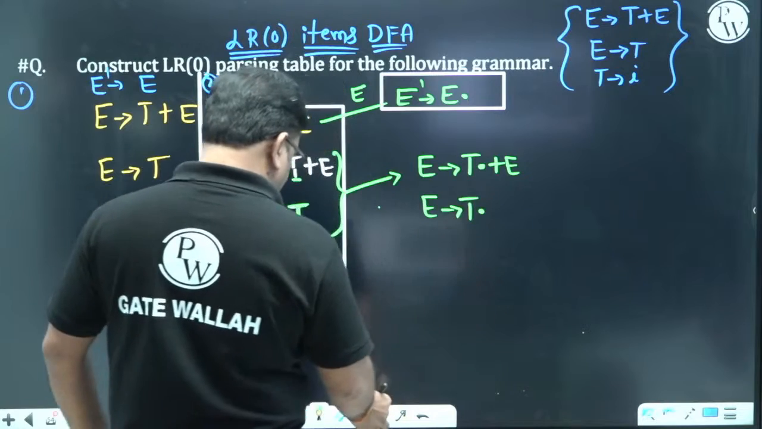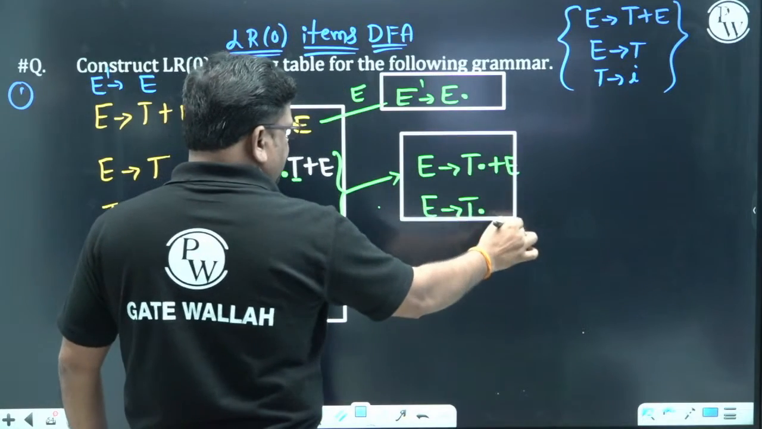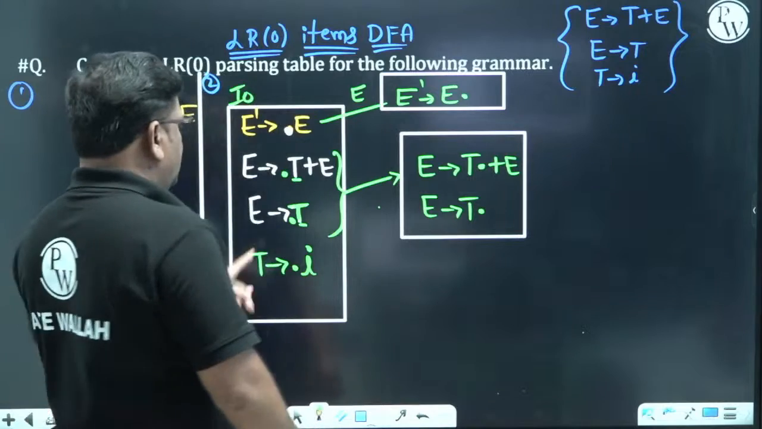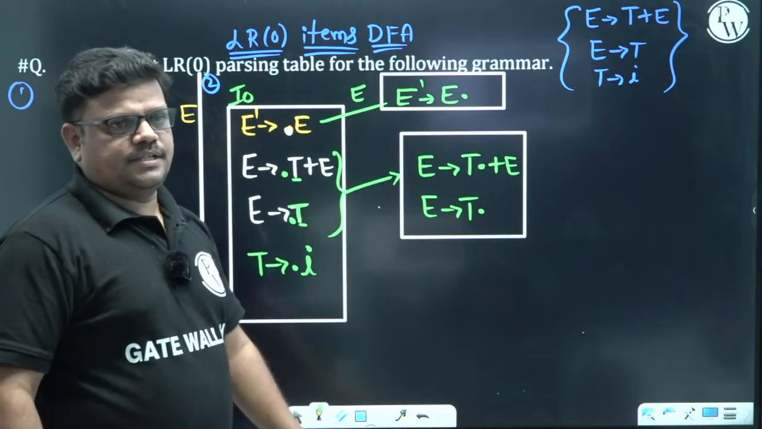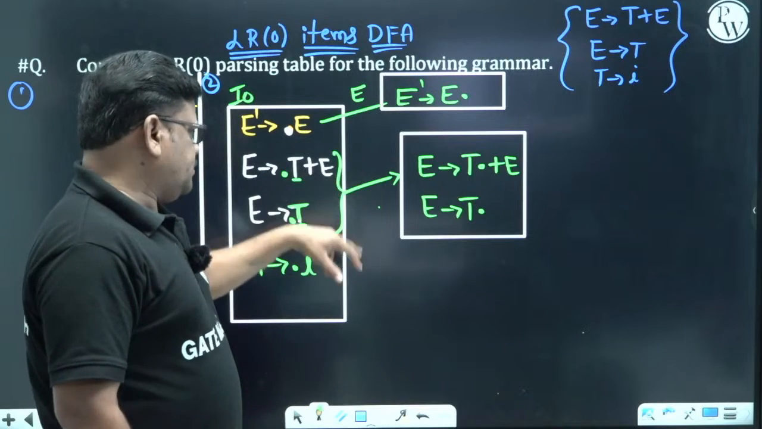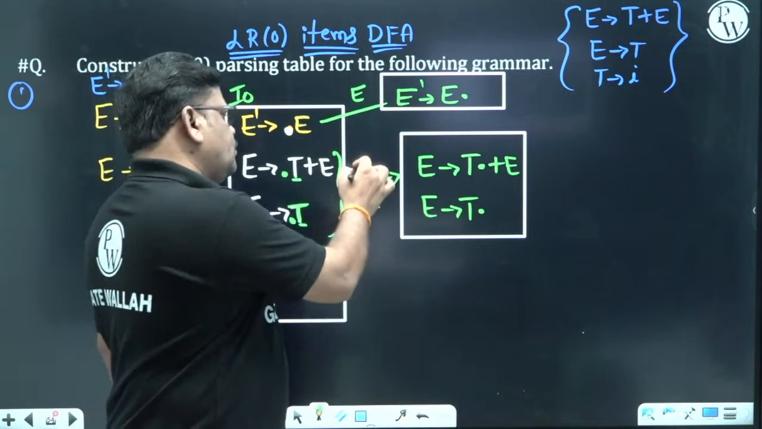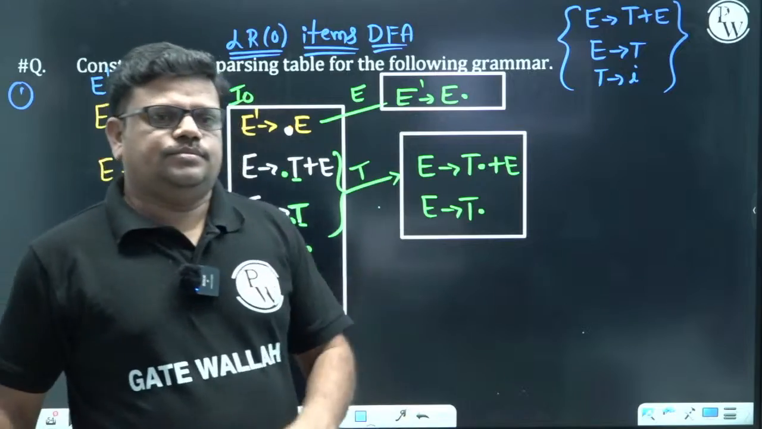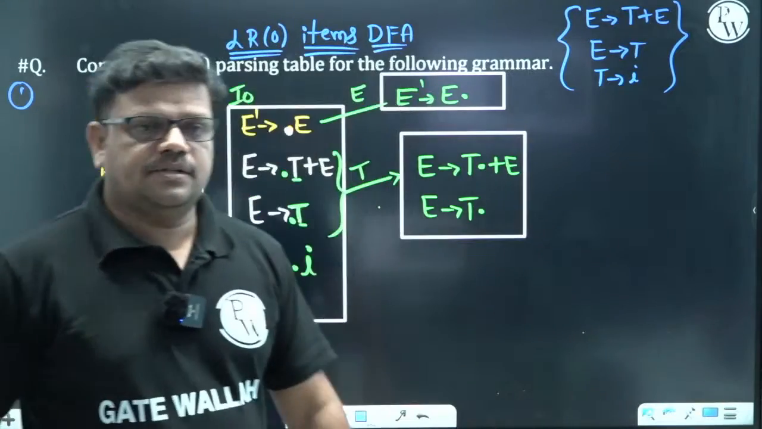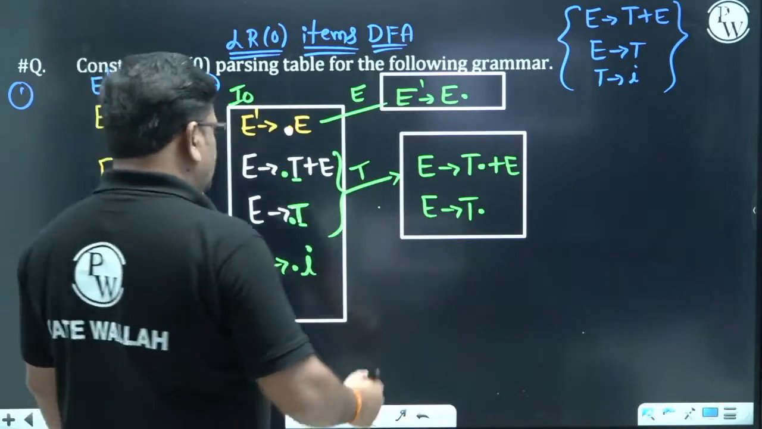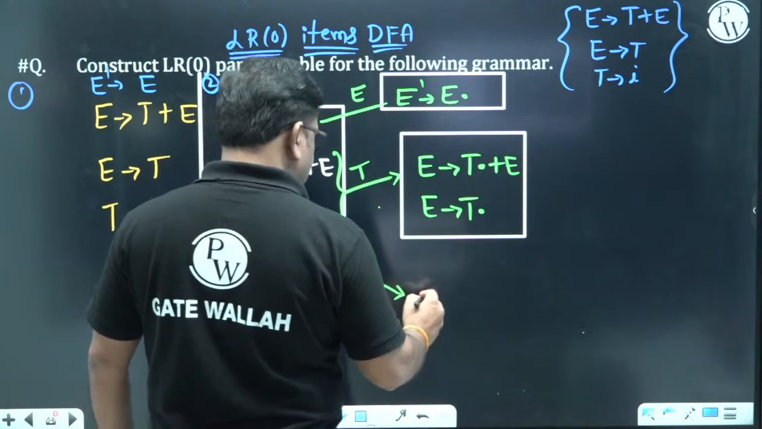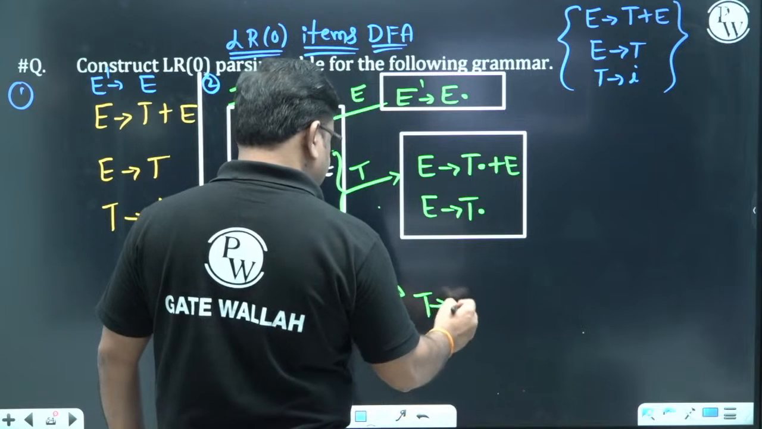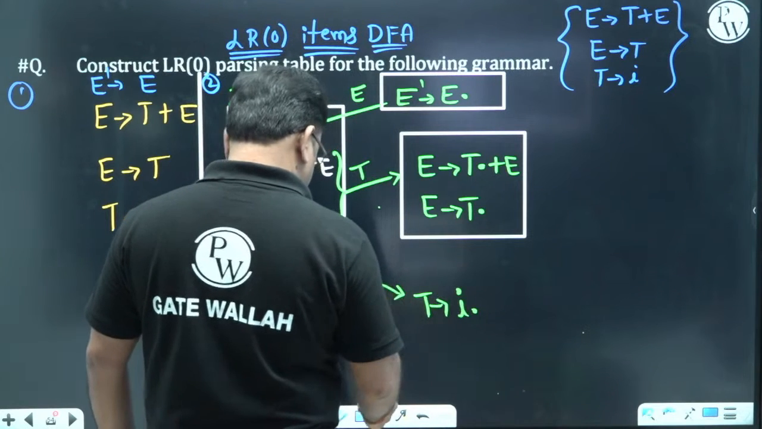This is the LR0 items DFA I am saying, so it will not go to multiple states. Dot followed by how many T's are there? Both you have to move to the same state. Here most students make a mistake. Don't make that mistake; just move them to the similar state. Then on small i, if you apply goto, it moves here.